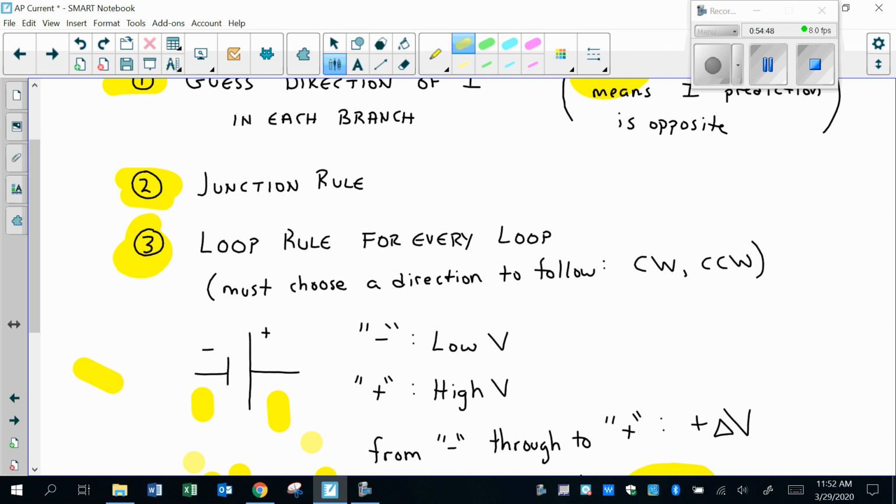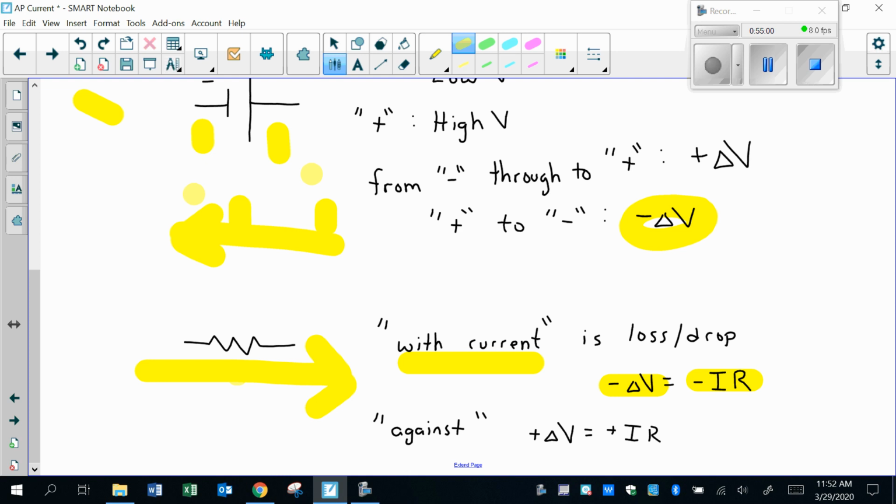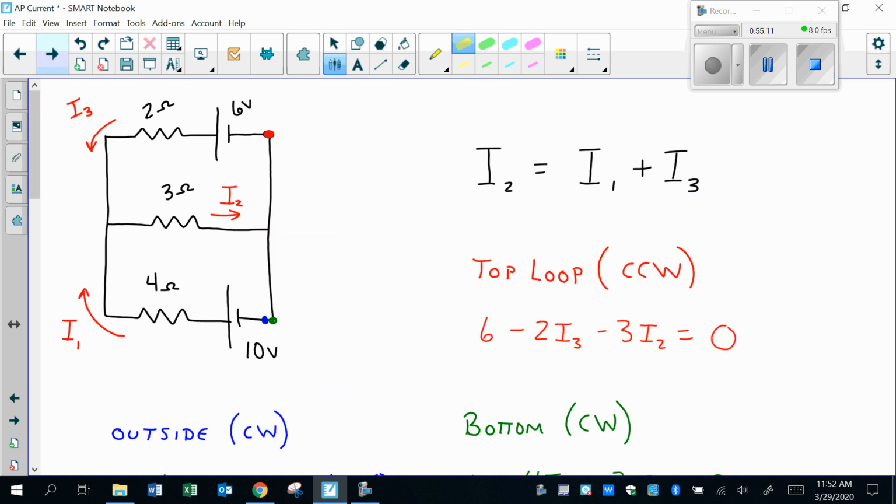Try this again. So you're going to go through the loop rule, you have to choose a direction. You got to go from one device to the next device, so clockwise or counterclockwise. So if I'm going through and I'm forced to go against the current, that's not a problem. I'm going uphill. I'm going from low to high. I'm gaining potential. And I think this is going to make way more sense when I go to our next slide here. Here's an example.